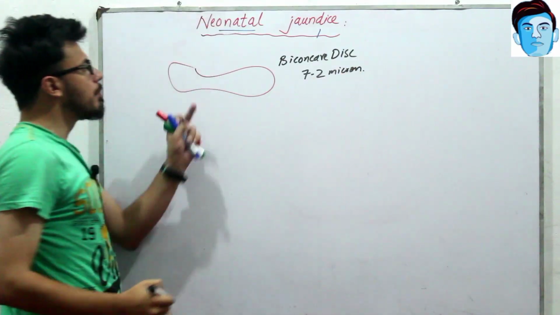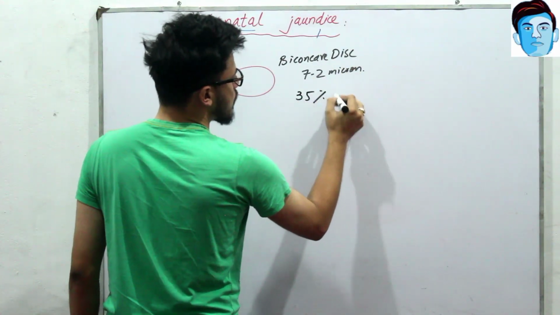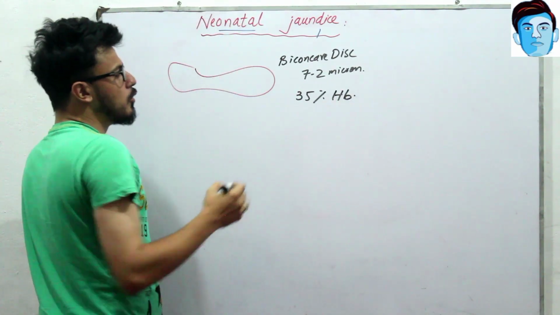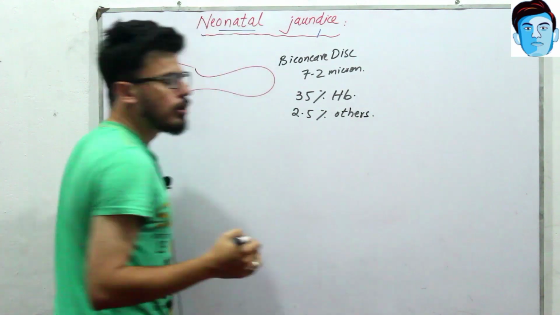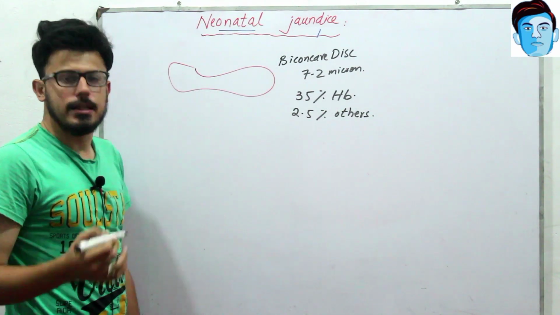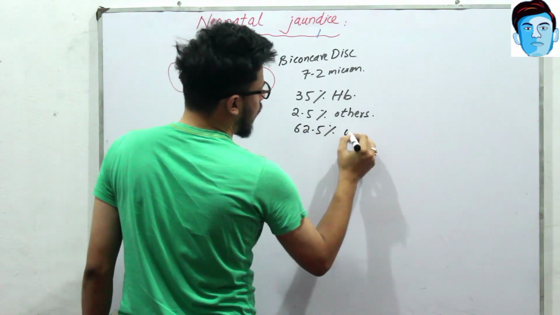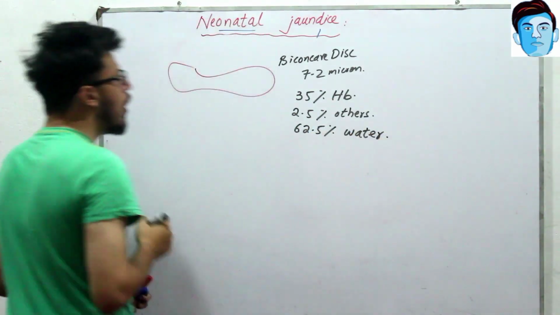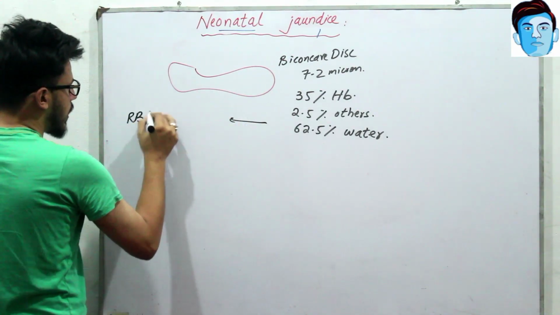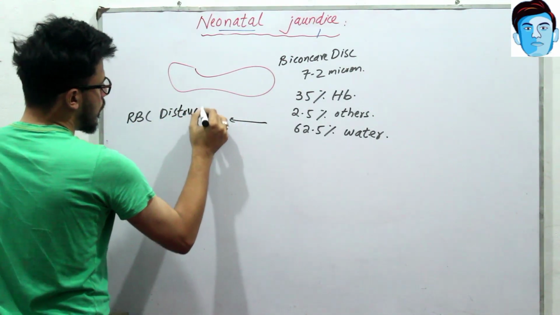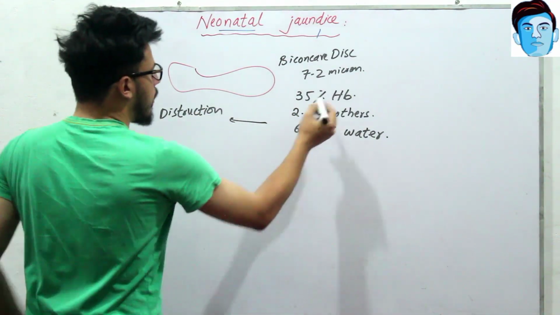What is the composition of RBC? 35% consists of hemoglobin, 2.5% consists of others like glucose, amino acids, proteins, etc., and 62.5% consists of water. Now, when there is RBC destruction, the water gets dissolved in the blood, while the remaining product is hemoglobin.